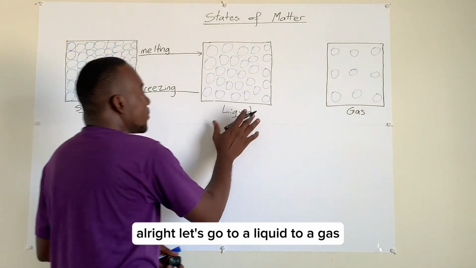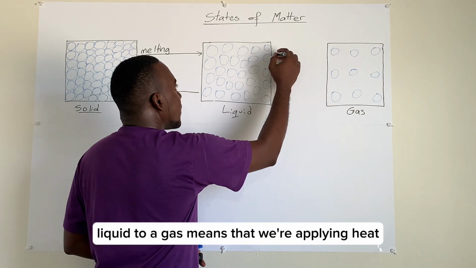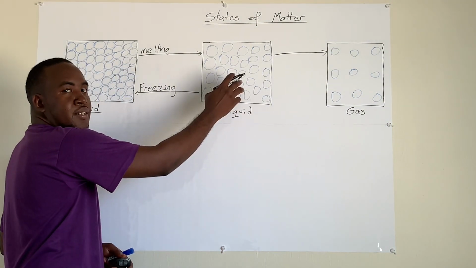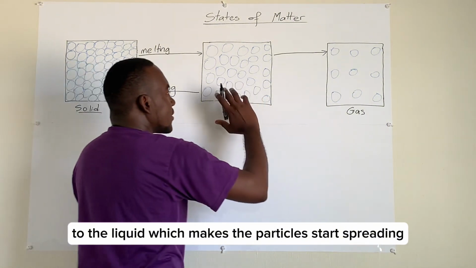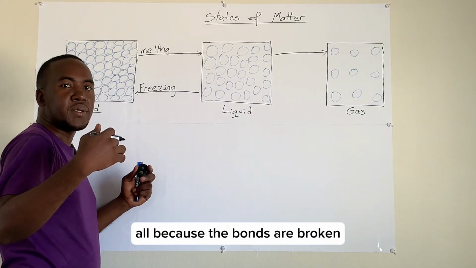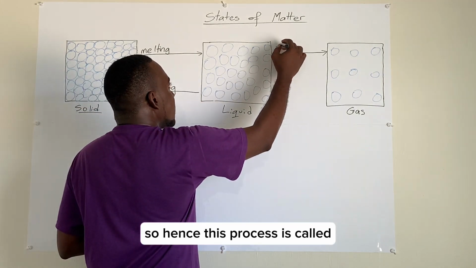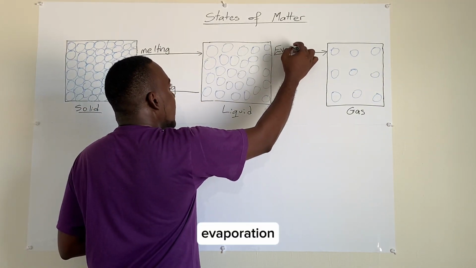Right? Let's go to a liquid to a gas. Liquid to a gas means that we're applying heat to the liquid, which makes the particles start spreading out because the bonds are broken. So hence this process is called evaporation.